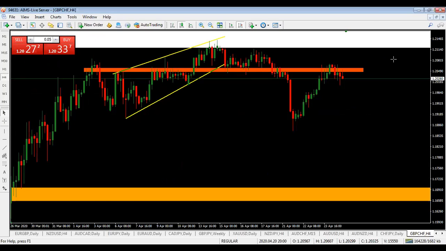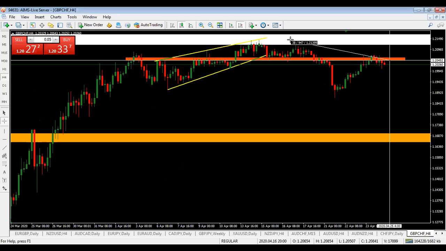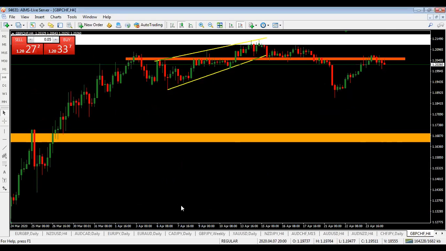So if you open a sell around 1.2045, our stop loss should be up here, 93 pips, or 90. Let's say 100 pips to avoid being stopped out, and our target will be 350 pips. So it's a good position to be in.